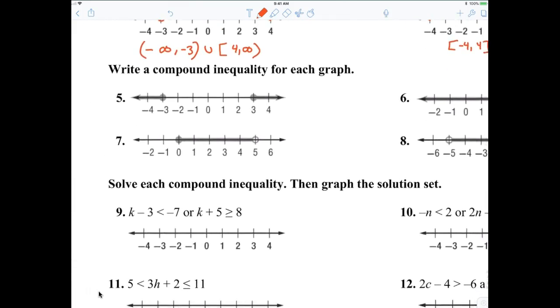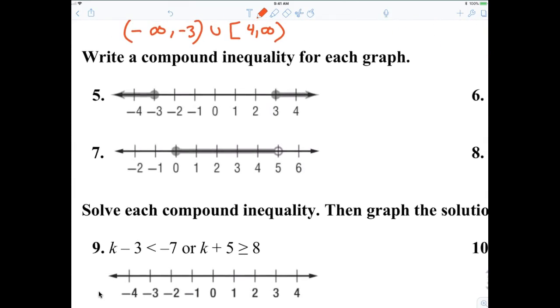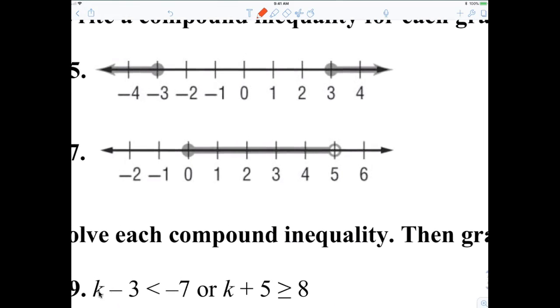All right, now your job is to write the compound inequality. So for question number 5, we would simply say x is less than or equal to -3. Now, is this an and statement or an or statement? Or, because you can't be in both places. Do you understand that? Right? So this would be or, and then you would just say what? Or what?